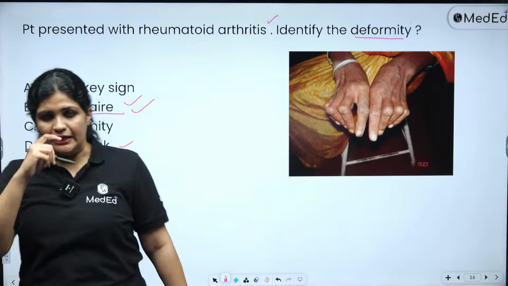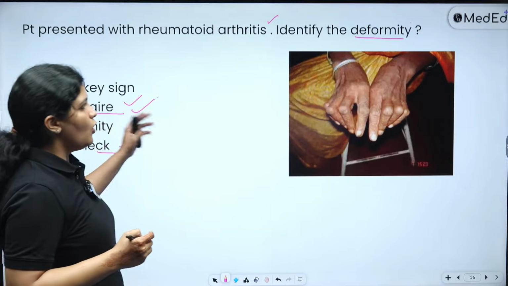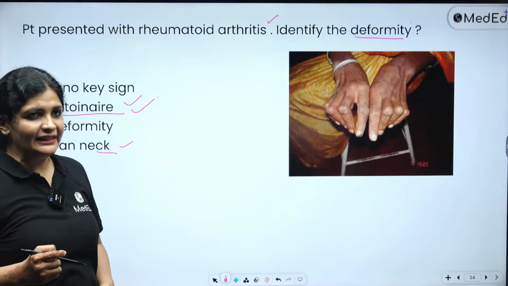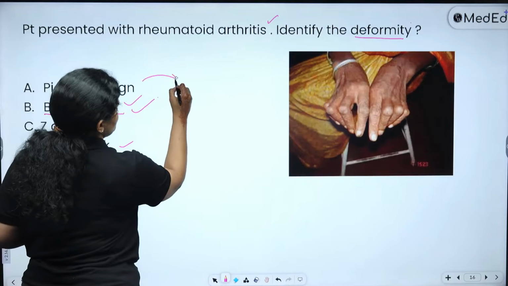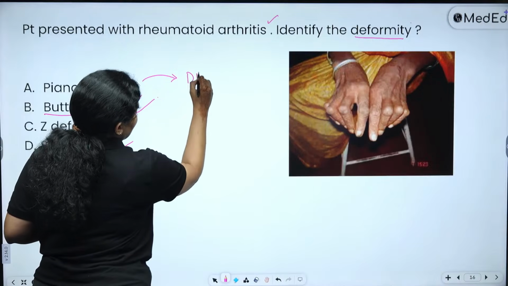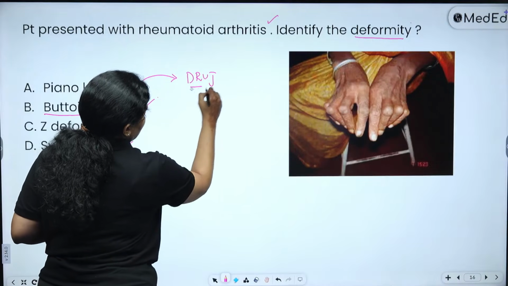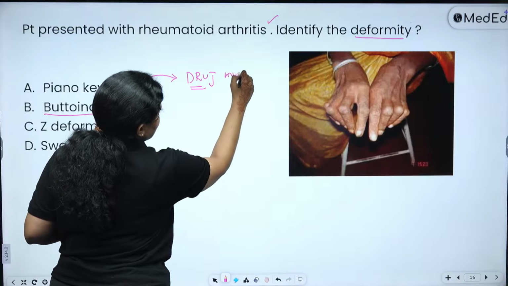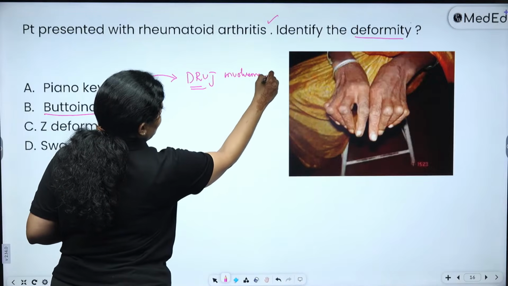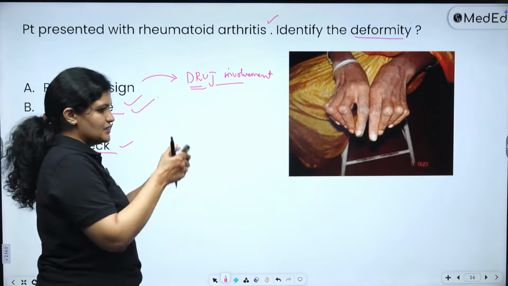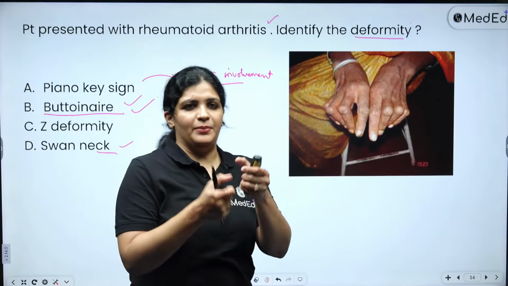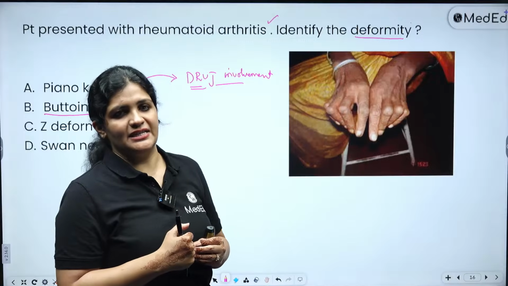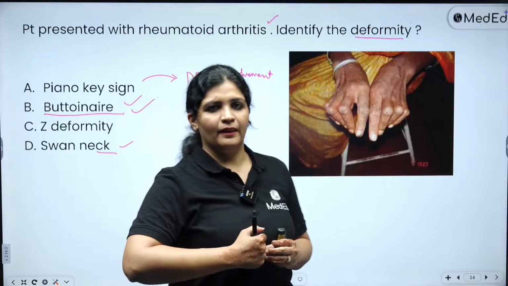So what is a Z deformity? Z deformity is a combination deformity of the wrist and the hand. Okay, and then what is the piano key sign? Piano key sign is usually seen in distal radio-ulnar joint involvement. So whenever there is an involvement of the DRUJ, how do you know? You press both the bones, radius and ulna, and move them up and down. They keep moving up and down. That is called your piano key sign.